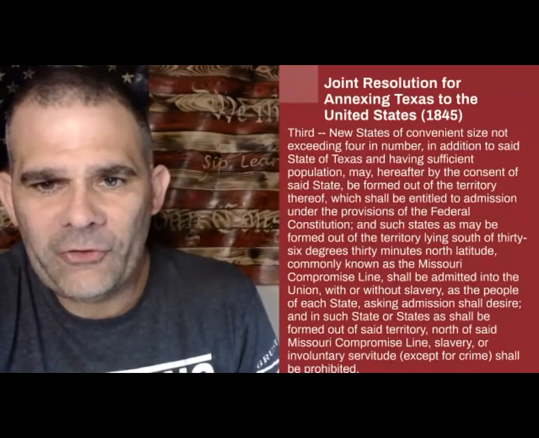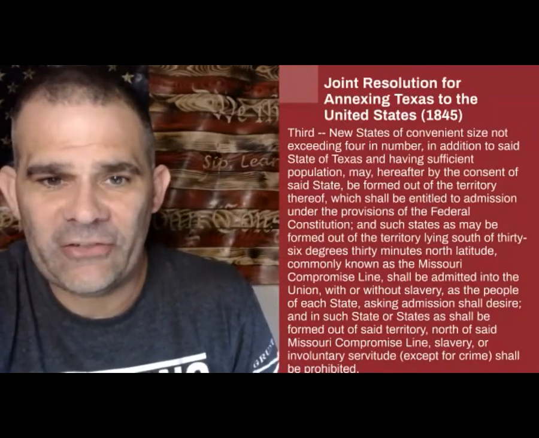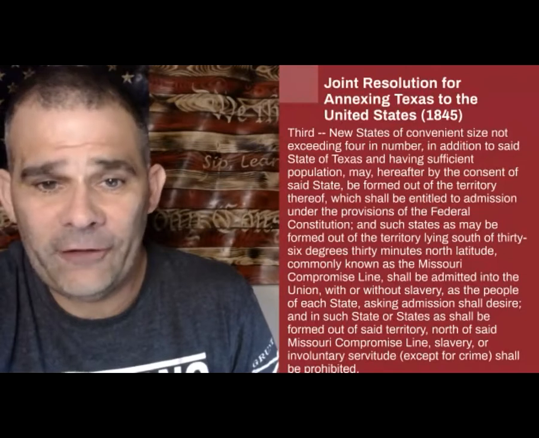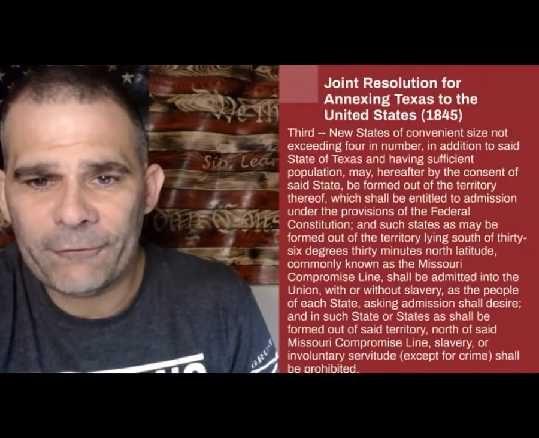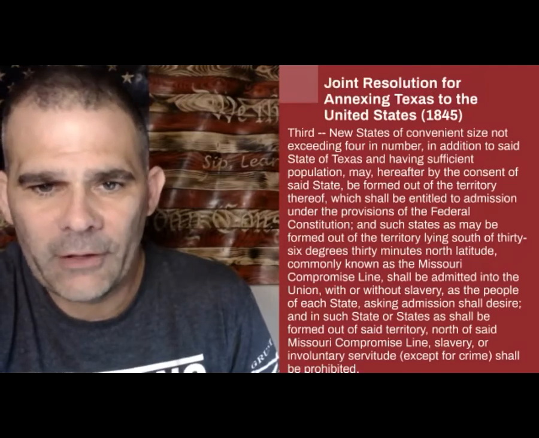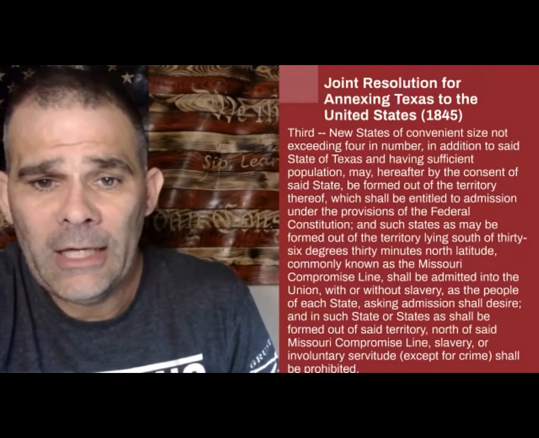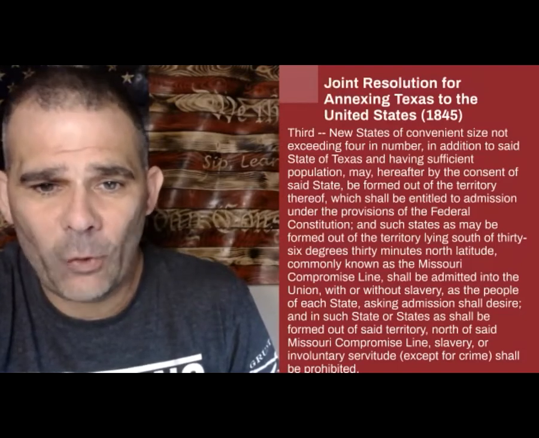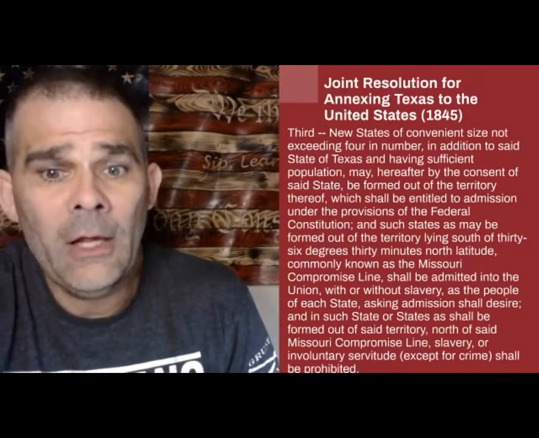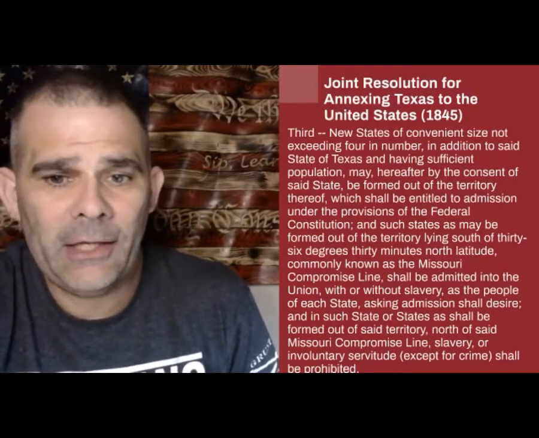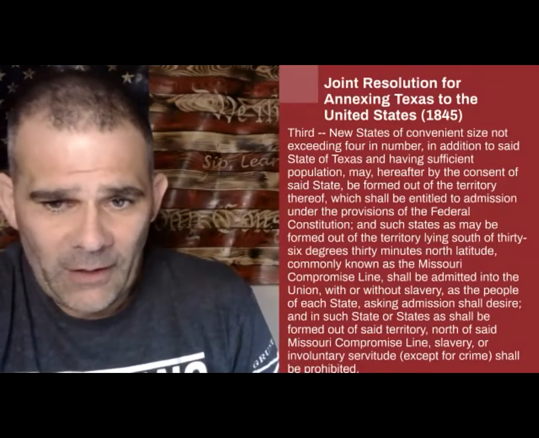We said that new states of convenient size not exceeding 4 in number, in addition to said state of Texas, and having sufficient population may hereafter, by the consent of said state, be formed out of the territory thereof, which shall be entitled to admission under the provisions of the federal constitution, and such states as may be formed out of the territory lying south of the 36 degrees 30 minutes north latitude, commonly known as the Missouri Compromise line, shall be admitted into the Union with or without slavery.